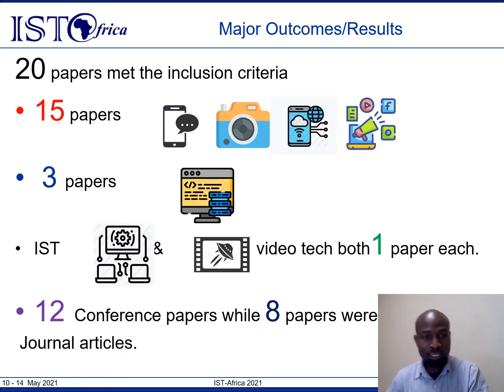Of the 20 papers that met the inclusion criteria, 15 of them used mobile phones, cameras, mobile applications, and social media. 3 of the papers used web applications. Information system technology and video technology both had 1 paper each. 12 conference papers were involved, and additionally 8 papers were journal articles.